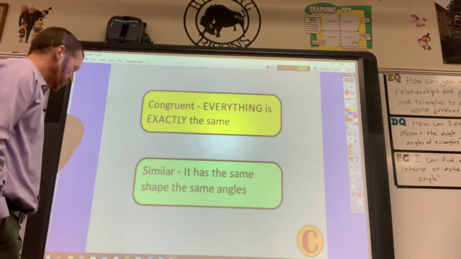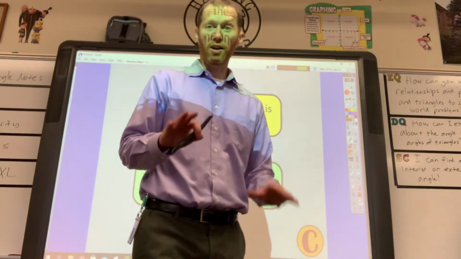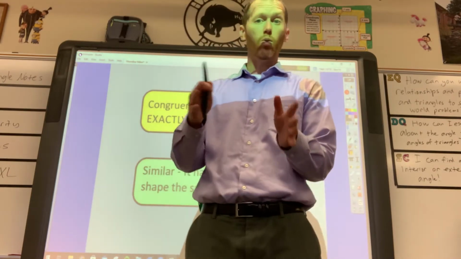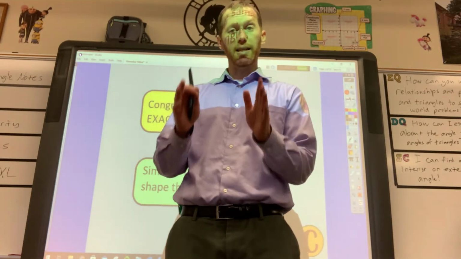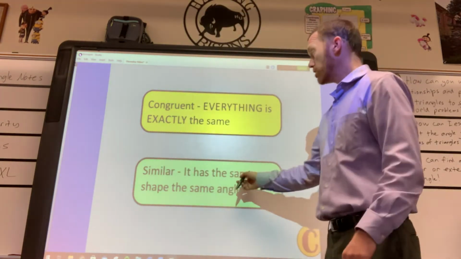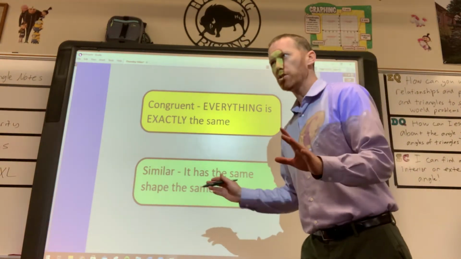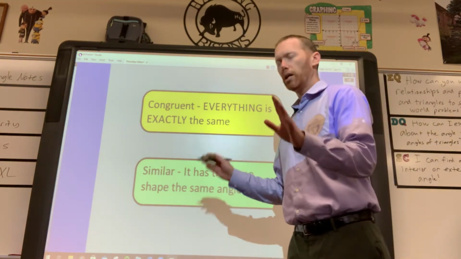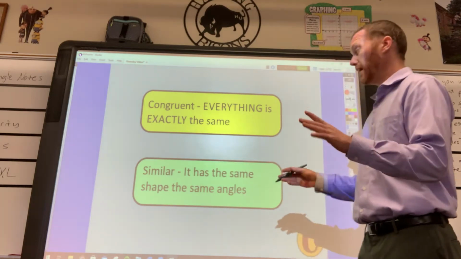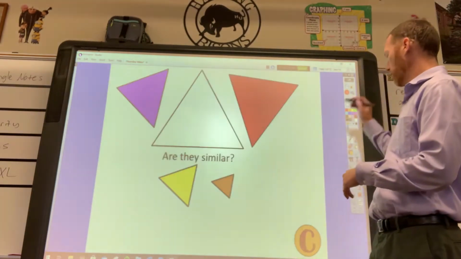Keep that in your head. You can probably look around your house and find all kinds of things that are either similar or congruent. Congruent means exactly the same. Similar just means mostly the same. Probably the only difference is going to be the size. You may have a smaller figure and a bigger figure that are similar.